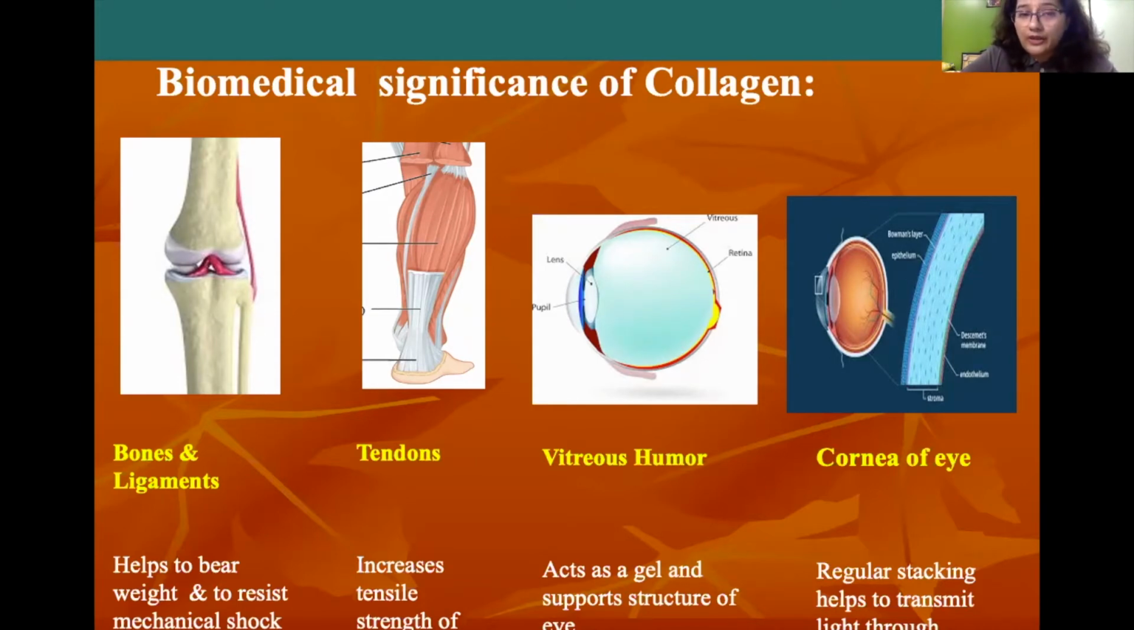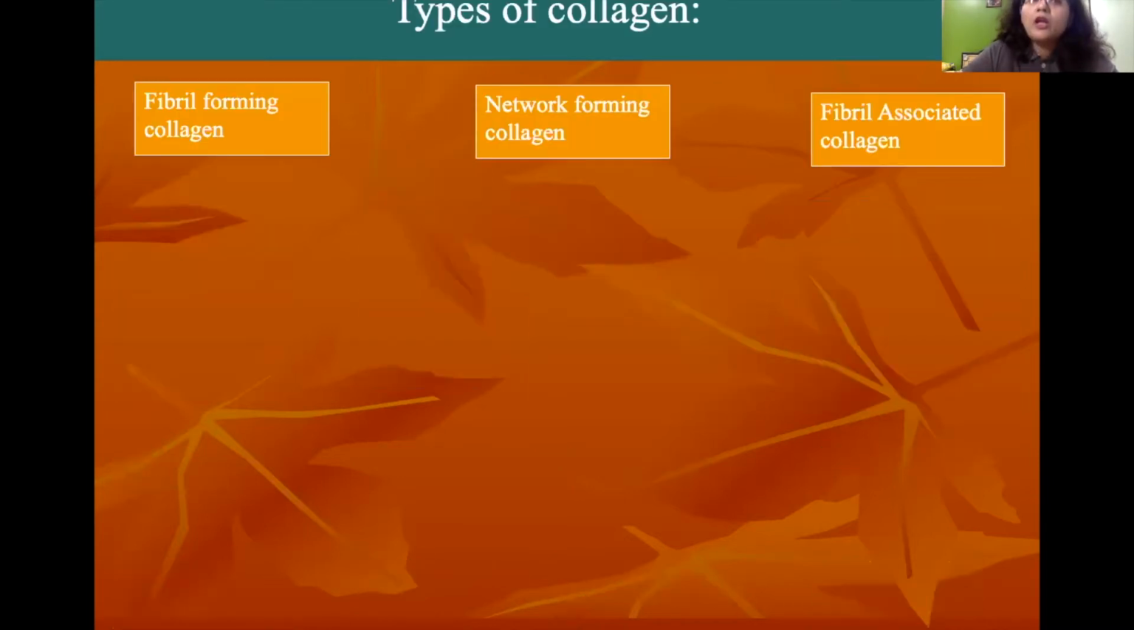So that you can see the collagen is present in different forms in the different tissues, and thereby it performs different functions. So this was the biomedical significance of the collagen. There are a total of 29 types of collagen, but in general, we can form three major forms of collagen: the fibril forming collagen, the network forming collagen, and fibril associated collagen.